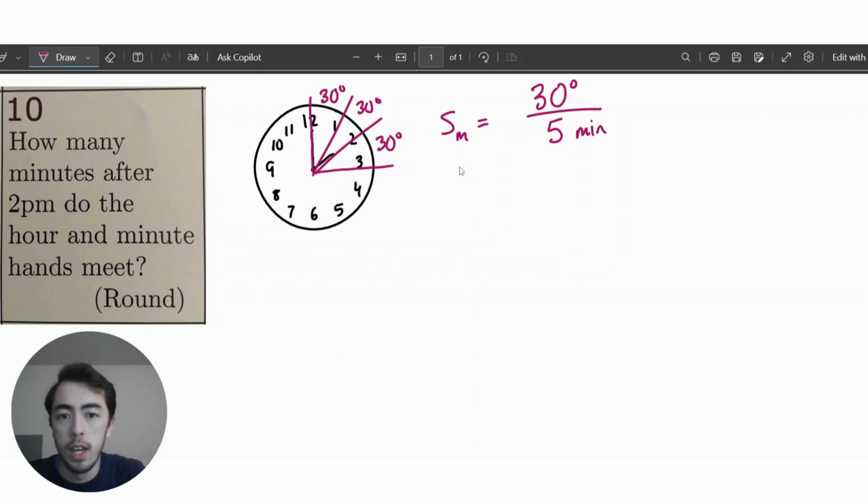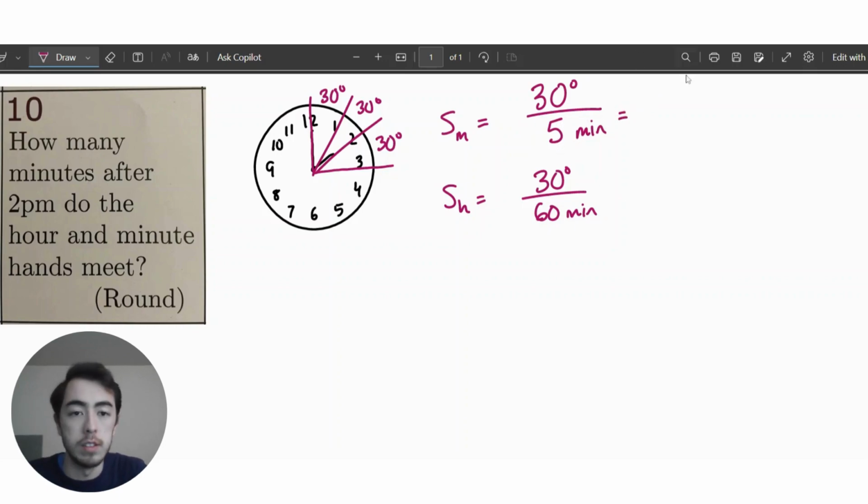Okay. And then the speed of the hour hand, let's see. Well, the hour hand is going to go from the 2 to the 3 in an hour. So it's going to go 30 degrees in 60 minutes. Okay. I guess I could simplify this a little bit because these are just fractions.